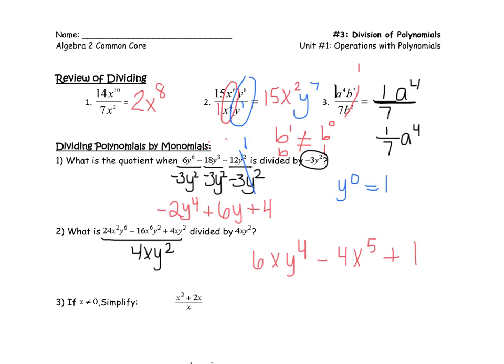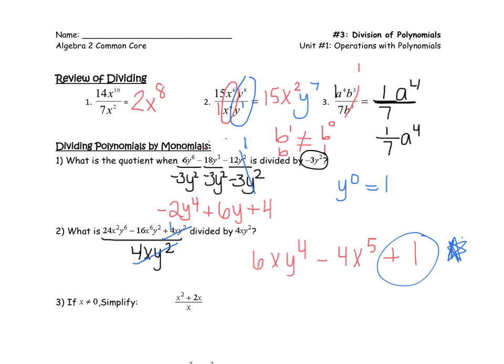Now let's talk about this plus 1 for a minute. I got that by doing this divided by this. So 4xy squared divided by 4xy squared, that whole thing is the same. Anything divided by itself is always 1. So don't forget to put this 1 here. So that's super duper important, okay?